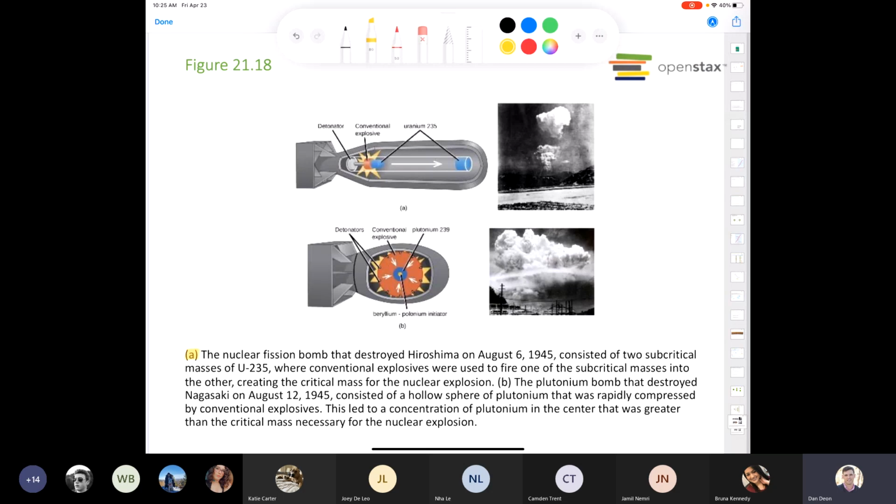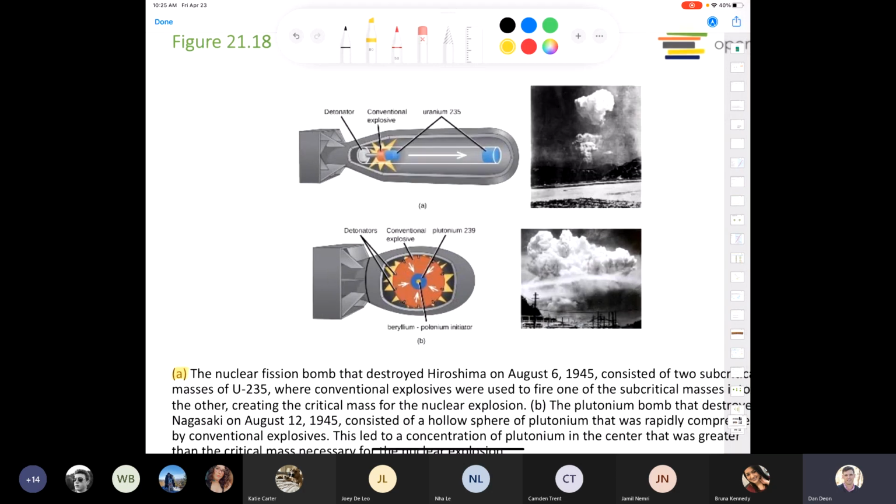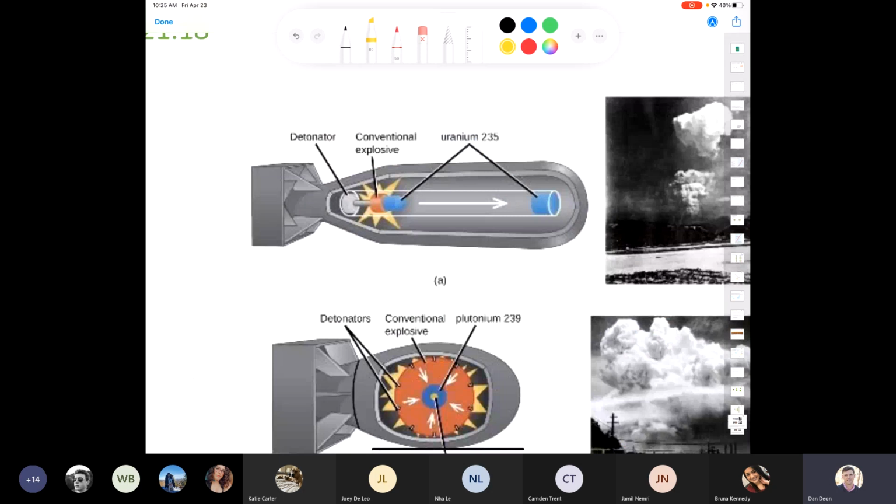Once you understand a little bit about what a critical mass is and a subcritical mass, it's actually very ingenious. What they did in the uranium bomb is that they had two masses of uranium. They have a mass here and another mass here. Both of those masses are subcritical masses of uranium-235. So even if you do bombard it with a neutron, it's not enough to sustain a chain reaction and release a whole pile of energy. So what they did is they separate them.